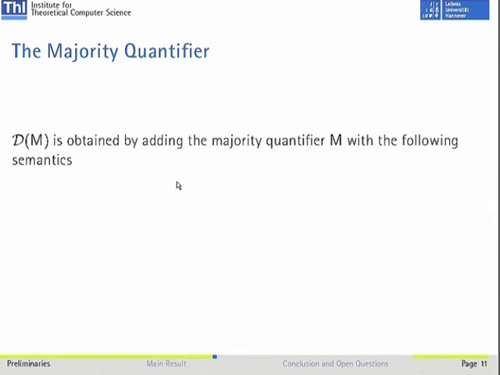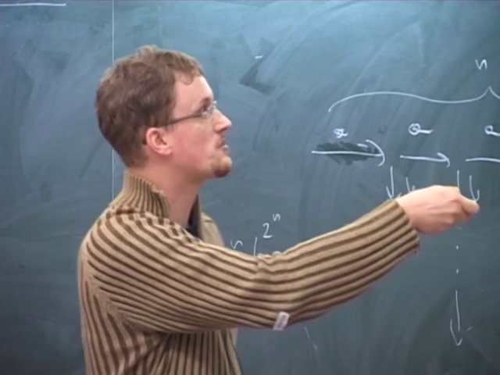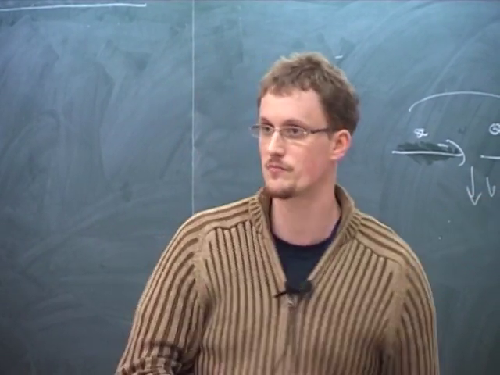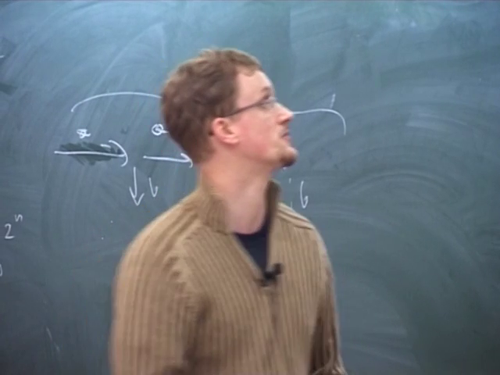Then I'll introduce dependence logic with a majority quantifier. And the semantics of this majority quantifier is that for a model and a team, it holds that the majority of x satisfies phi of x if and only if for at least half of the possible functions going from x to A, it holds that the extension satisfies phi. So A to the x is the number of all possible functions from x to A. And we say here for at least half of them. So that means majority.